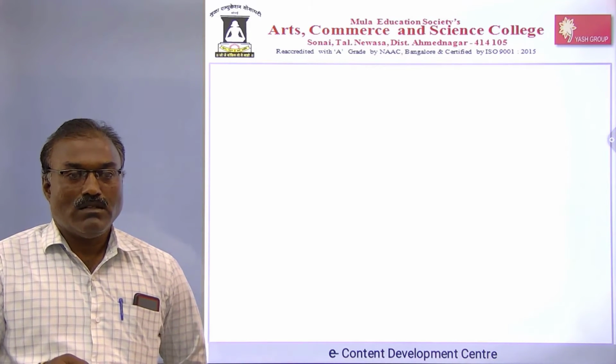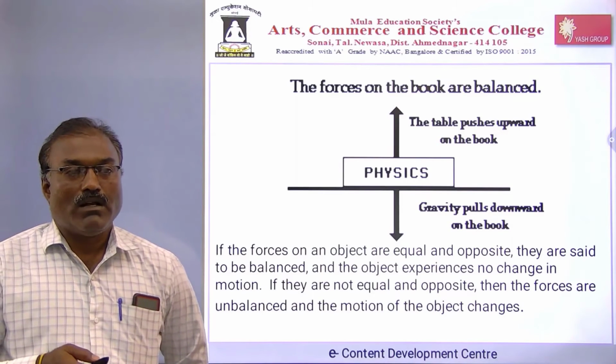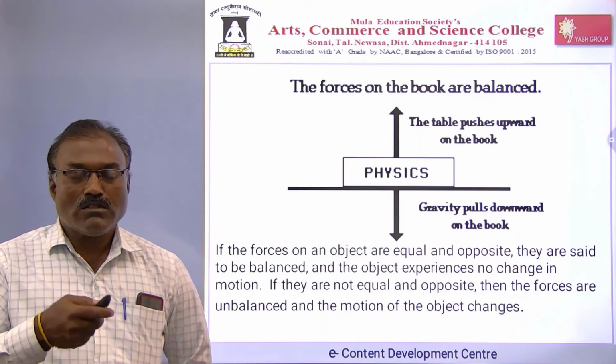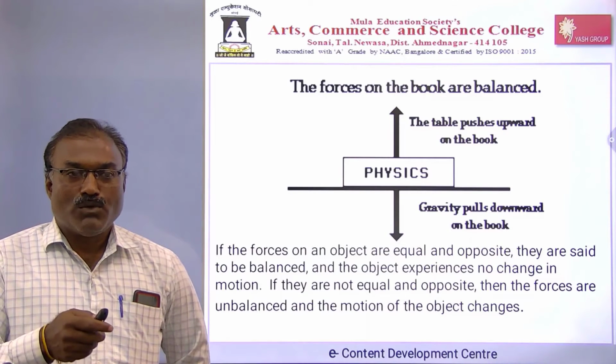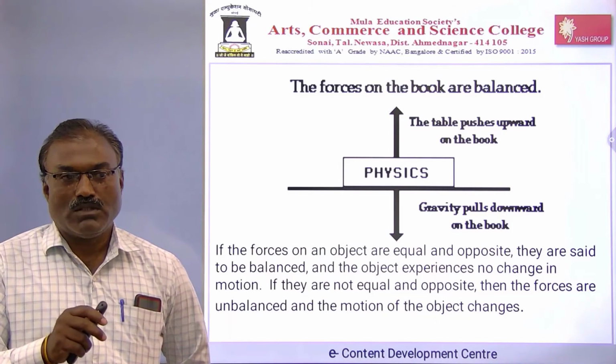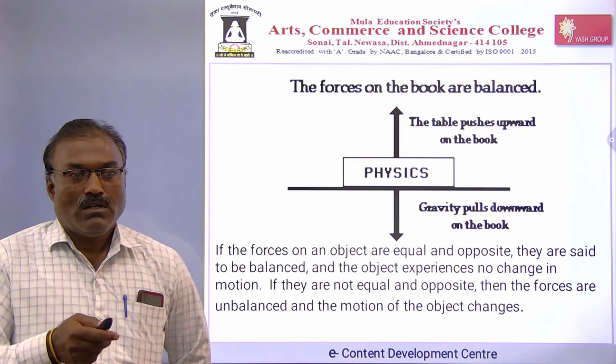For example, a book is kept on the table. If we consider the forces on the book, there are basically four types of forces. Two are horizontal forces and two are vertical forces.